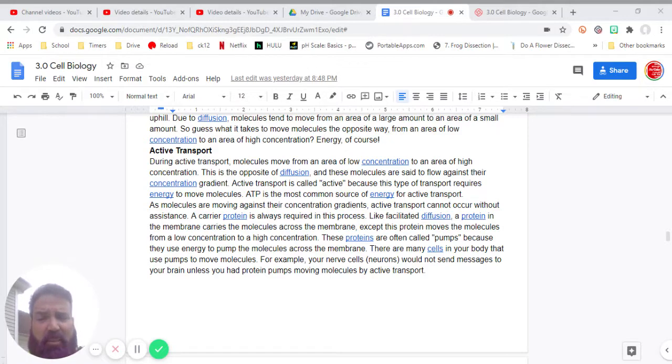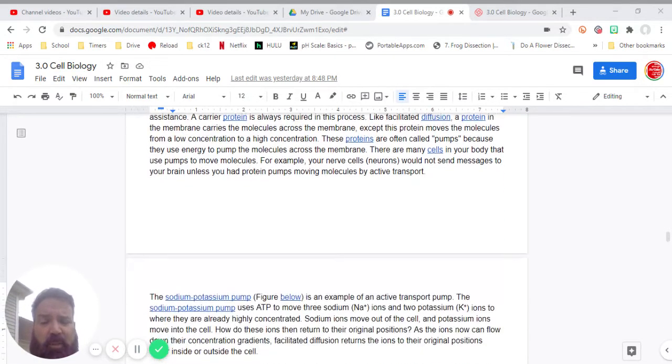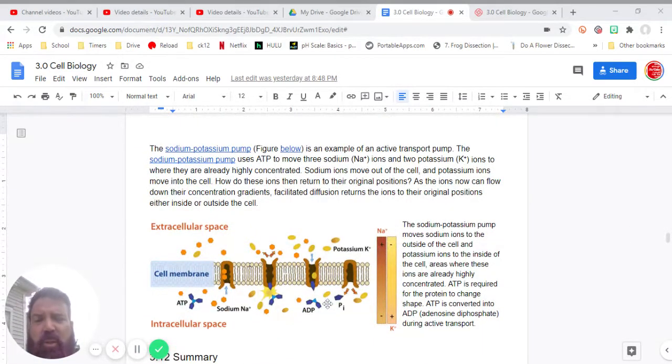There are many cells in the body that use pumps to move molecules. For example, your nerve cells, or neurons, would not send messages to your brain unless you had protein pumps moving molecules by active transport. The sodium-potassium pump is an example of an active transport pump. The sodium-potassium pump uses ATP to move 3 sodium ions and 2 potassium ions to where they are already highly concentrated. Sodium ions move out of the cell and potassium ions move into the cell.